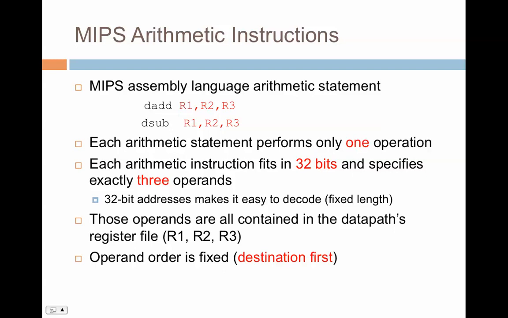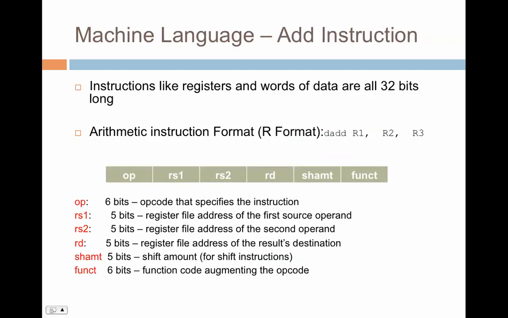So the key points to remember here: each arithmetic instruction performs exactly one operation. The size of the instruction is 32 bits and there are 3 operands specified. Instructions are like registers and words of data, all 32 bits long. The format we use here, we call the R format, and the R stands for register format because we only have register specifiers in the instruction.